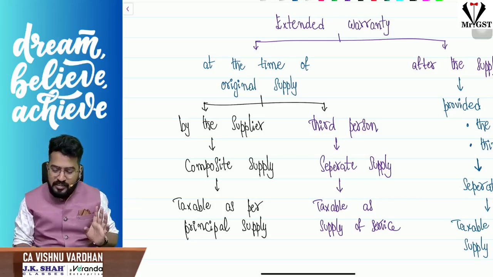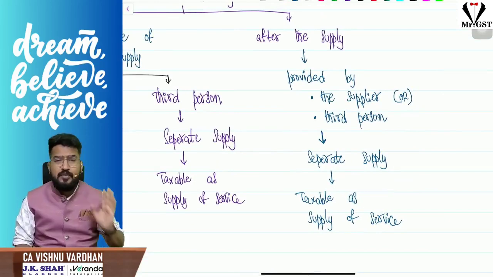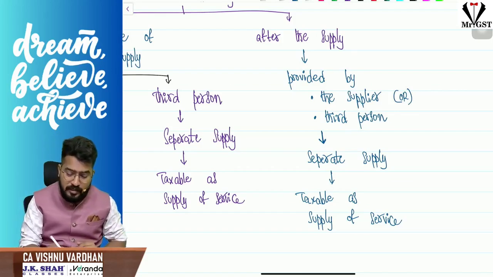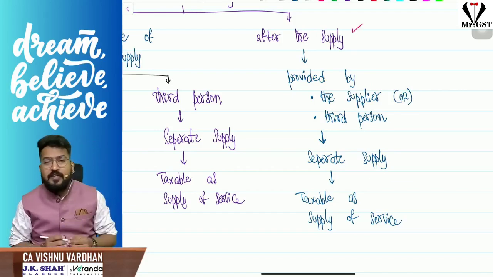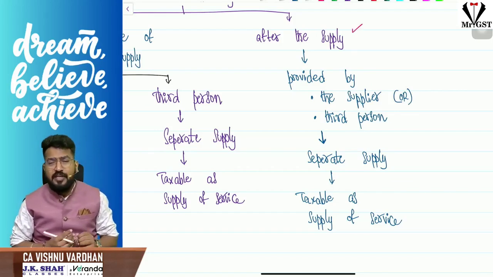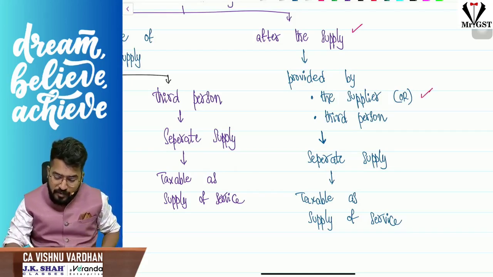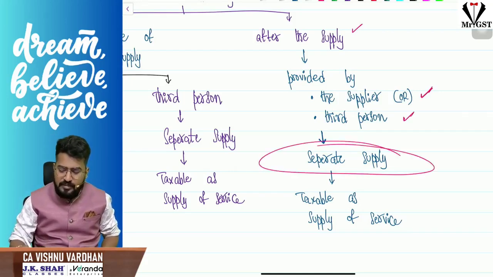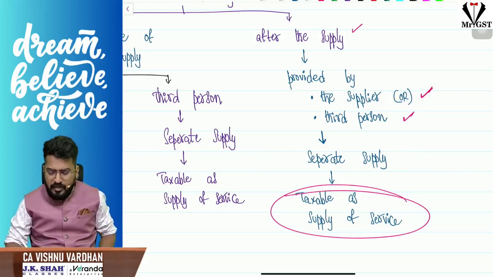So what have you decided? After 1 month, after 10 days, after 1 week, you went to the shop to get an extended warranty. Now they are providing the extended warranty after the supply. Please understand, they are providing the extended warranty after the supply. In this case, because the supply is already over, the extended warranty is provided by the supplier or by a third person. It doesn't matter. It will be treated as a separate supply and it will be taxed accordingly.